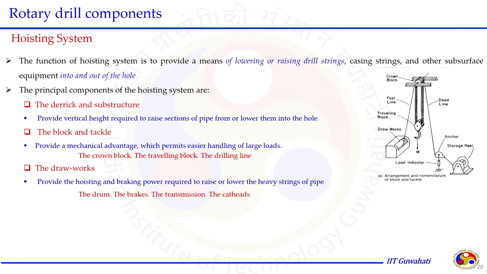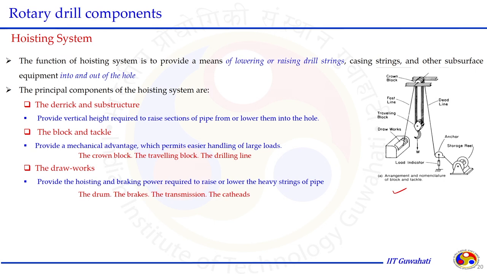Hoisting system, this is the picture showing the assembly of the hoisting system. The function of the hoisting system is to provide a means for lowering or raising the drill string back and forth in the boreholes. Not only the drill string, but also installing the casings and other subsurface equipment into and out of the hole. So the movement of the string and casing within the holes, in and out, is performed with this hoisting system.